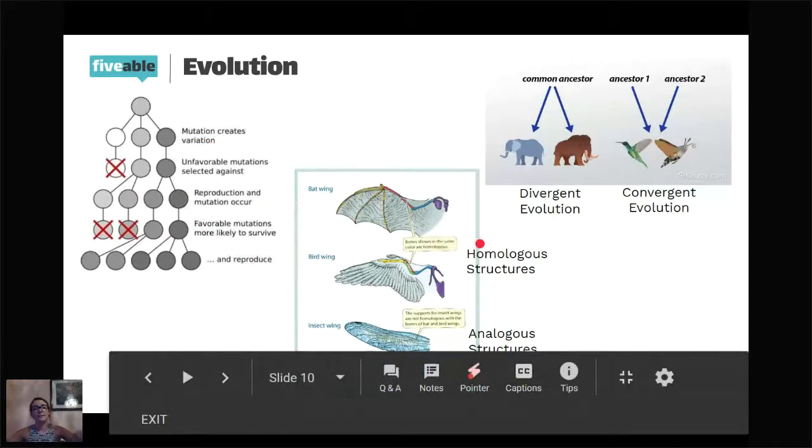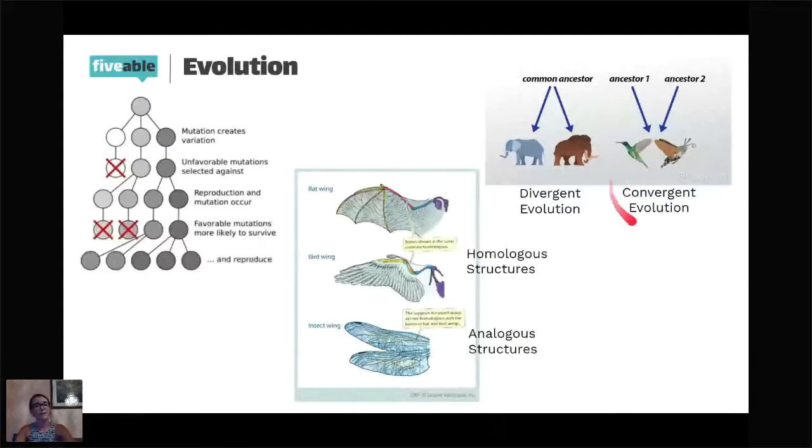Now on its own end would be convergent evolution. And convergent evolution is when two populations develop a very similar trait, but separately. Okay, they have two different ancestors. They don't share a recent common ancestor. So our example up here is a hummingbird and a moth.